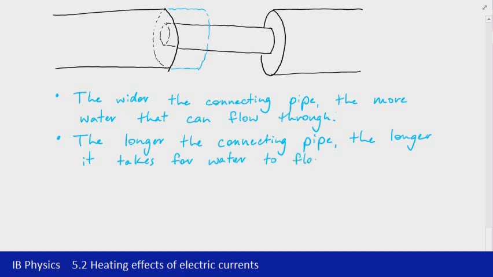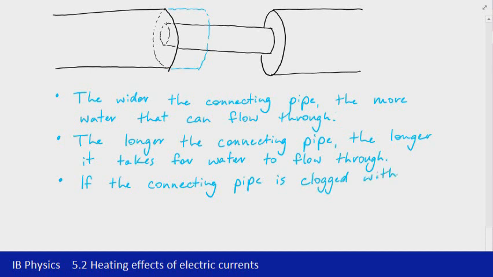Now the third thing is a little bit silly in this context, but we'll go with it. If there was some debris inside the pipe, that's going to make it harder for water to flow through as well. So the material that's inside the pipe is going to have an effect on how fast the water can flow. So if it was clogged with debris, the slower the water will flow.